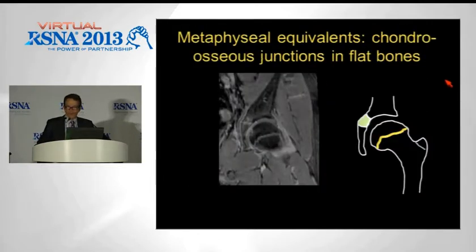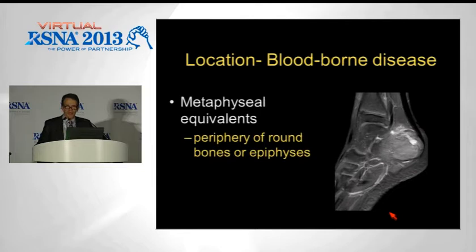Metaphyseal equivalents occur at the chondroosseous junctions in flat bone. So if you're dealing with the pelvis, where is the metaphysis? Well, the metaphysis is going to be adjacent to the triradiate cartilage, for example, and in this case, you're going to have a little subtle focus of infection adjacent to the triradiate cartilage. Important to remember that in the pelvis, foci of infection are subtle, but they are associated with big soft tissue abscesses or big soft tissue areas of edema.